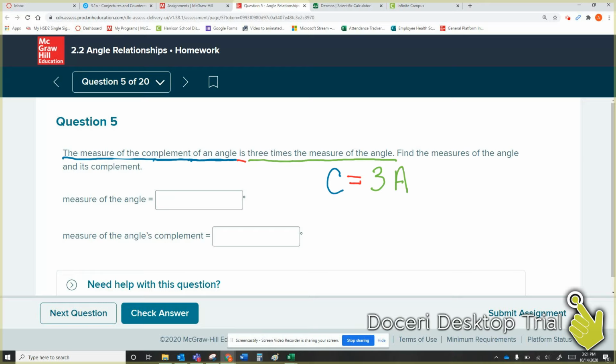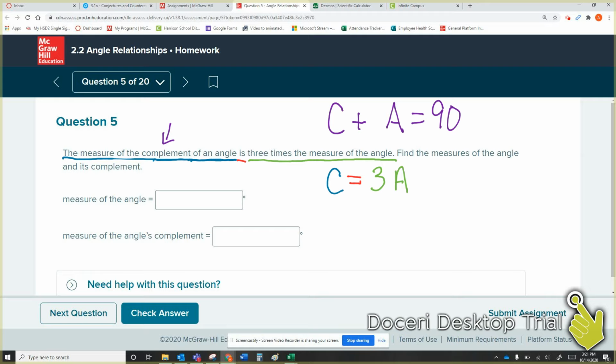Now they want us to find the measure of the angle and its complement. They want us to find both C and A. Okay. Well, again, I haven't used that fact that the two angles add up to 90. So up top here in purple, I'm going to say that my complement plus my angle add up. When I add them together, they should make 90 because they are complements.